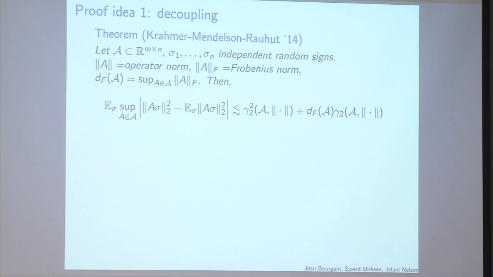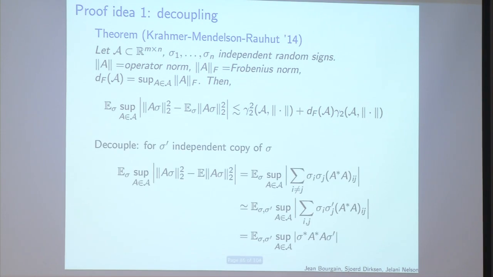So let's look at the result again. I start with a set of matrices, m by m matrices. I take independent random signs. I form this guy here. This is the operator norm. This is the Frobenius norm, and this is the diameter in the Frobenius norm. And I want to show this estimate for the expected value. Okay, and the basis of this is a cute little chaining argument that is sort of catered to this special case. So it makes use of the structure of the problem.